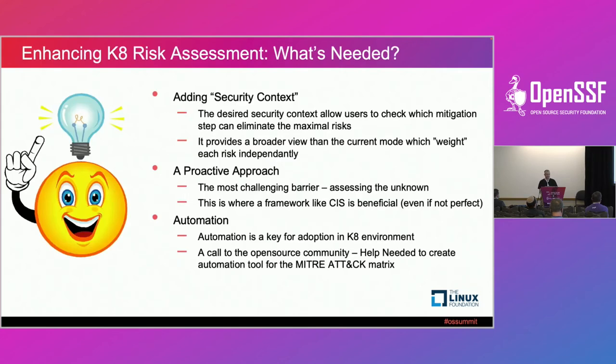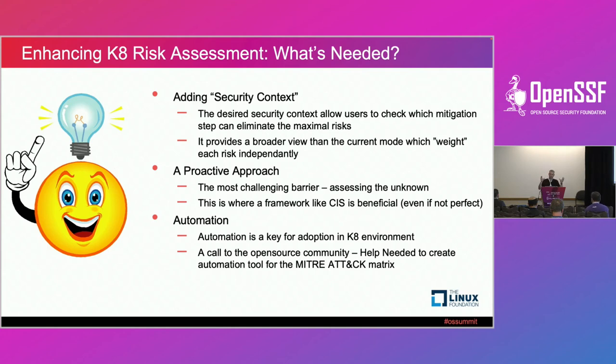Okay, so that leaves us to the question of what's needed, right? If we really want to create our ideal world, what do we need? So here, I have more, I would say, wishes than real concrete work that I can share. But I'm saying we definitely want to add an element which is, I think, missing in all the different frameworks, which is the security context. Today, every item is being looked at independently.